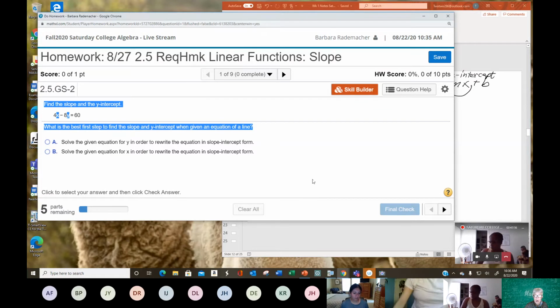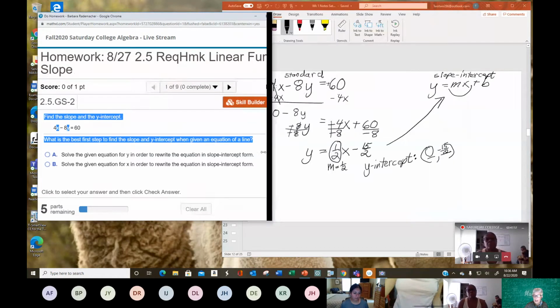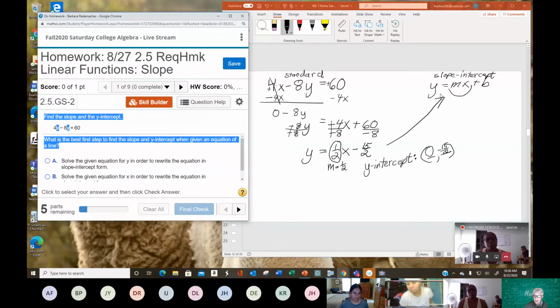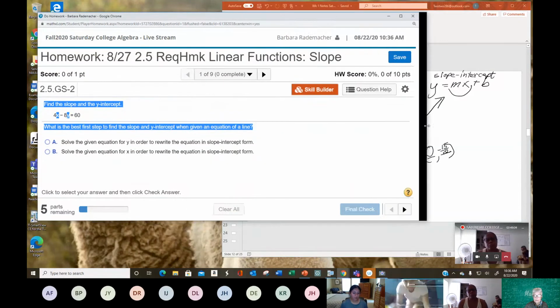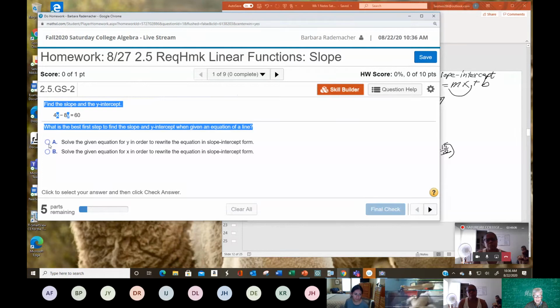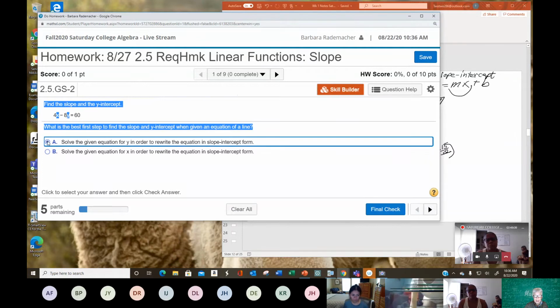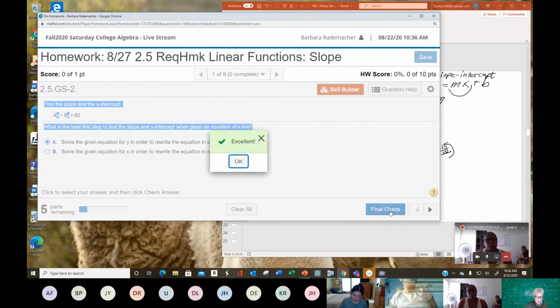Well, we're solving for y, right? That's why we went to all that trouble, so we could solve for y and get this into slope-intercept form. You don't solve for x, you solve for y. So A, and I'll click final check. Excellent.